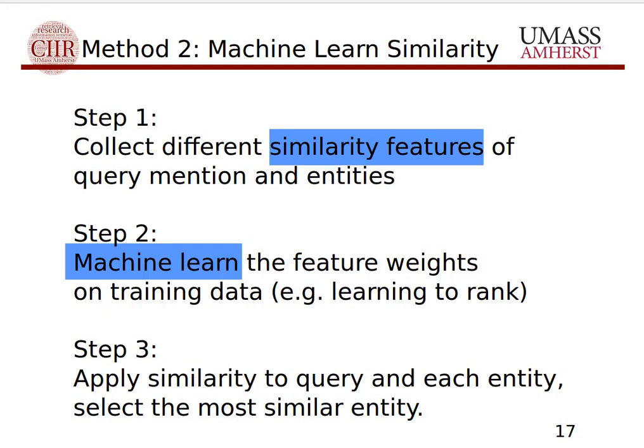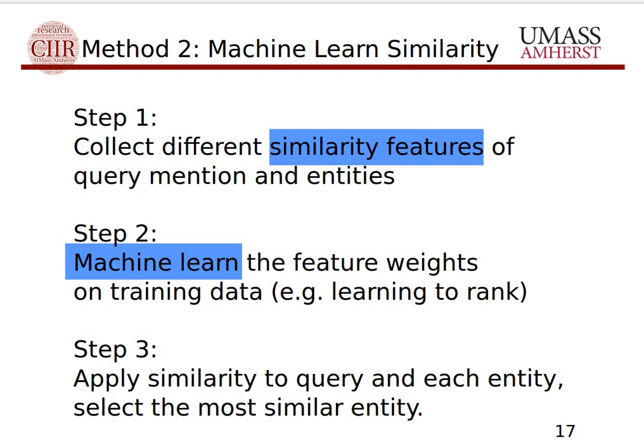Once we have trained the machine learning feature weights, in step 3 we consider the query mention, and we have the pool of entities that we, for instance, select by the ones that have this name as a name variant. And then among those, we just pick the one that has the highest score under the similarity metric that we just learned in step number 2.